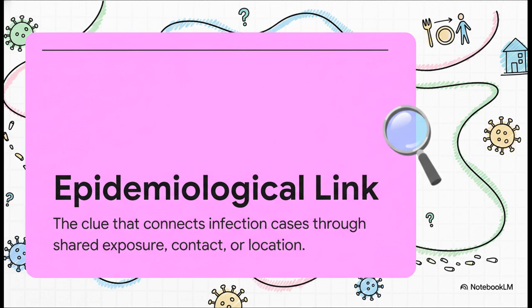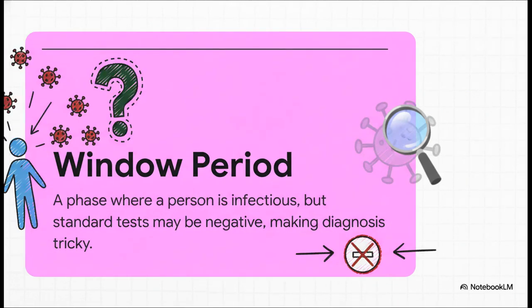Did all the sick people eat at the same restaurant? Did they have contact with the same person? Finding that link is how investigators can literally trace the path of a virus as it moves through a community. The second concept is the window period, and wow, this one presents a huge challenge for investigators. See, in the very early phase of an infection like hepatitis B, a person can be super infectious. They can be spreading the virus everywhere, but standard tests might still come back negative. This creates this incredibly dangerous blind spot, a perfect opportunity for the virus to spread completely undetected.